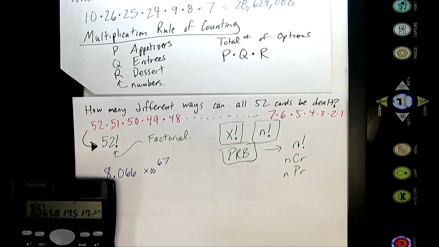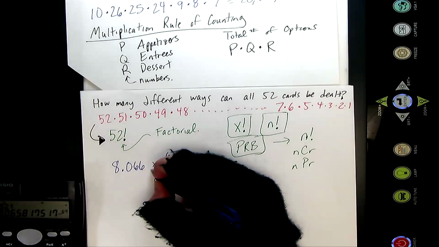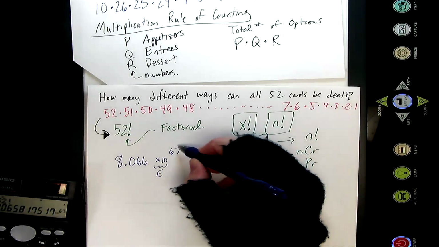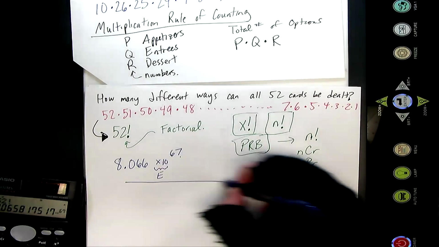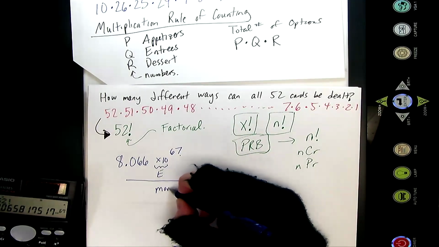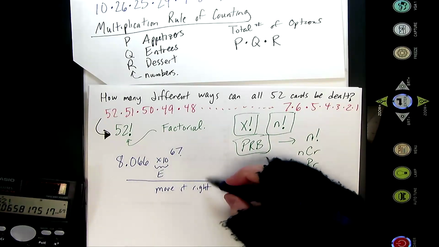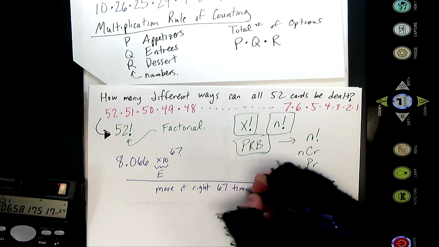What does the E mean on the calculator? E is the same thing as the X10. If your calculator has an E there, it probably says E67. What it means is take the decimal place and move it right 67 times. Holy shit, right? That's a lot of zeros. That is a lot of zeros.